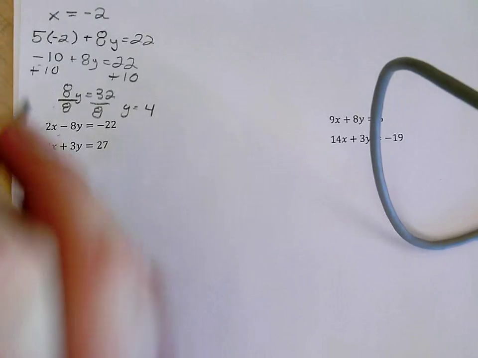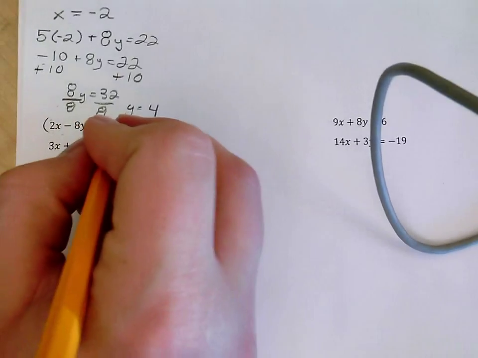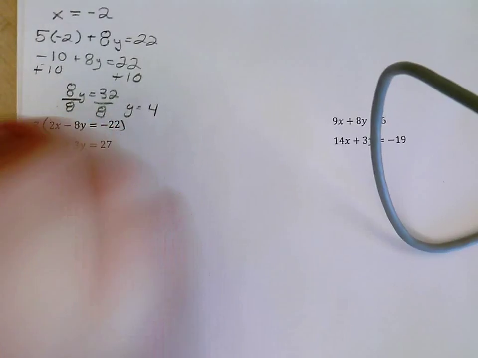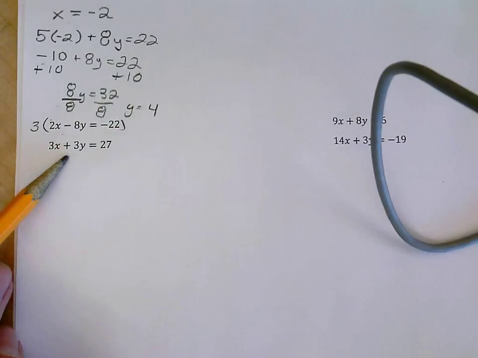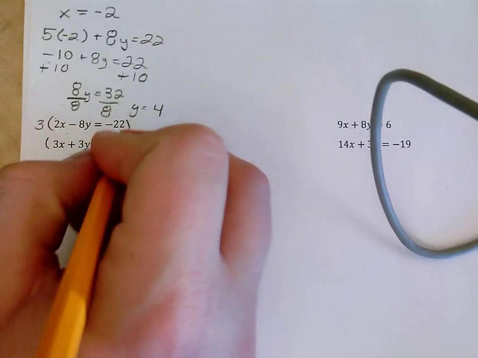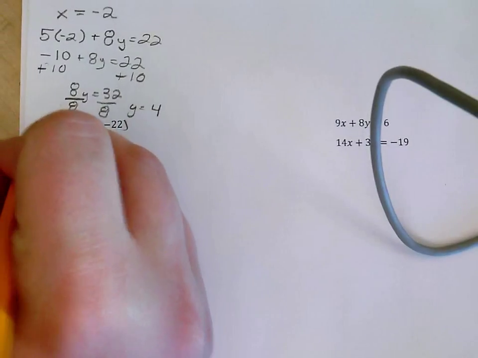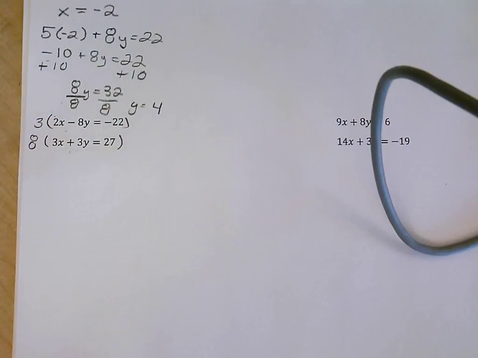So in order to get to 24 on the top, I have to multiply this top one by 3. In order to get to 24 on the bottom, I have to multiply this bottom one by 8. Notice I'm having to multiply both equations. You can do this. It is just a little bit harder than the one before, but not much harder.